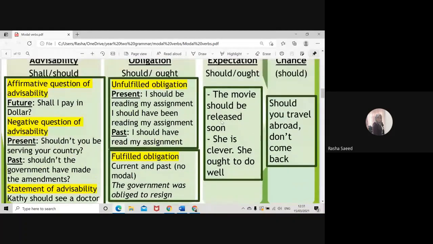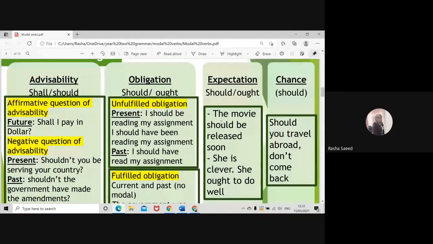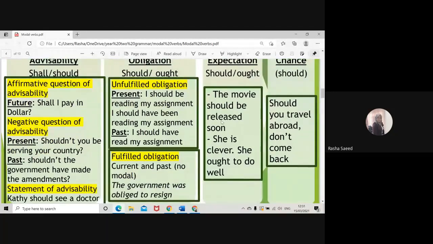Last time we talked about shall, should, and ought. We said that there are 4 meanings that can be explained using these modals. First of all, we've got advisability. In advisability, we have the affirmative question of advisability, which refers to the future. Shall I pay in dollars?